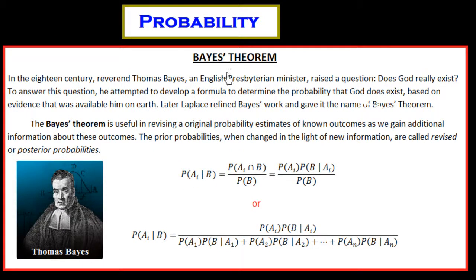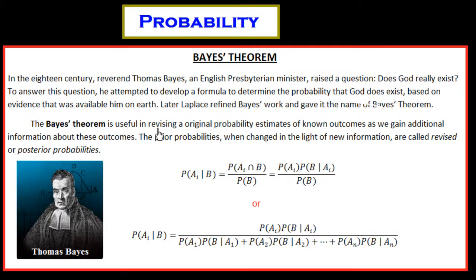Hi friends, in this session of probability, we study the Bayes theorem. In the 18th century, Reverend Thomas Bayes, an English Presbyterian minister, raised a question: does God really exist? To answer this question, he attempted to develop a formula to determine the probability that God does exist, based on evidence that was available to him on earth. Later, Laplace refined Bayes' work and gave it the name Bayes theorem.